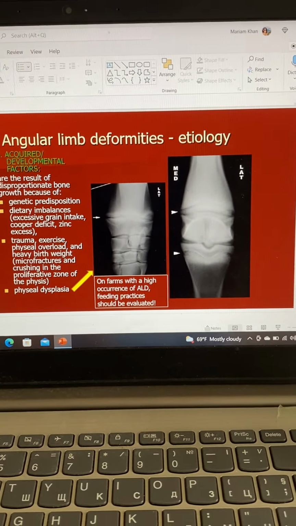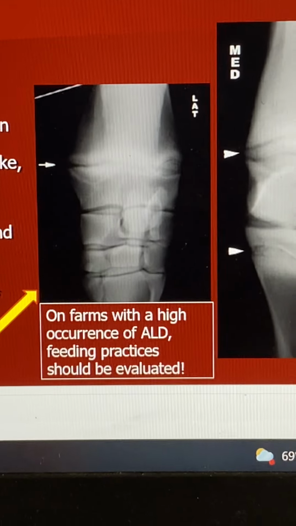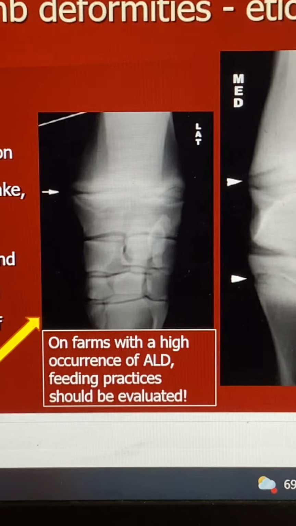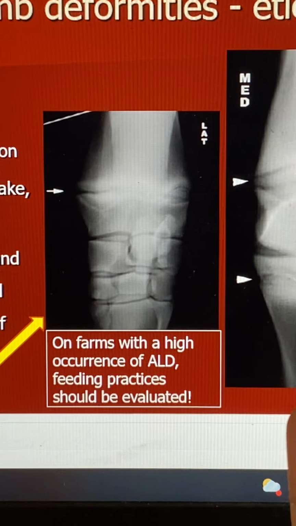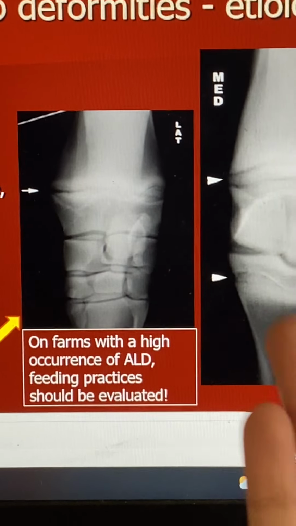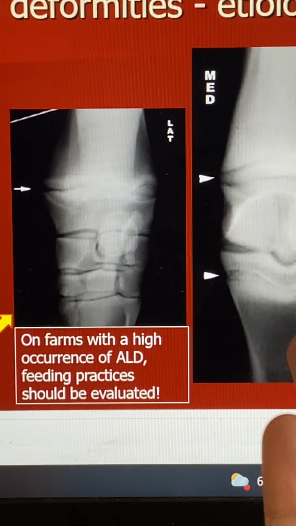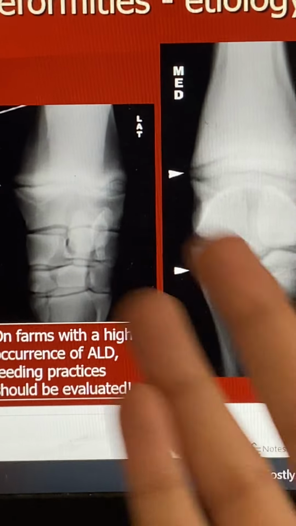So you also have acquired or developmental factors. These occur because of disproportionate bone growth, like genetic issues, and dietary imbalances like excessive grain intake, not enough copper, too much zinc.